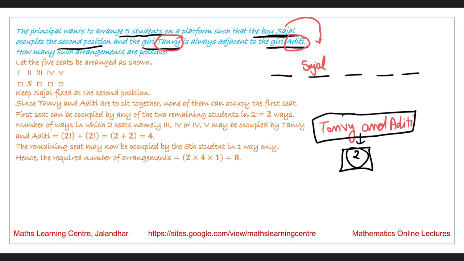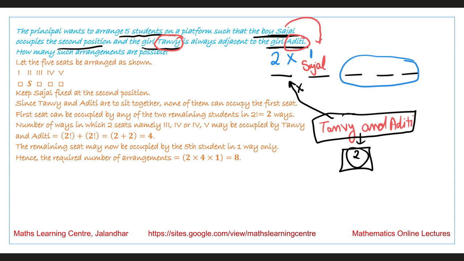So one thing is clear, that Tanvi and Aditi cannot sit at this first place. So how many options are we left with for this first place? For this first place we have 2 options. For this second place, it is fixed. We have 1 option.